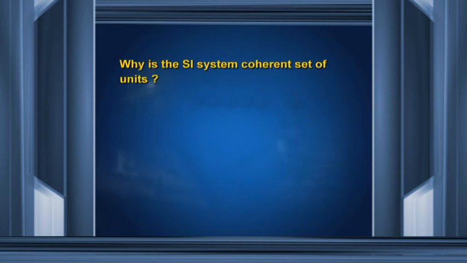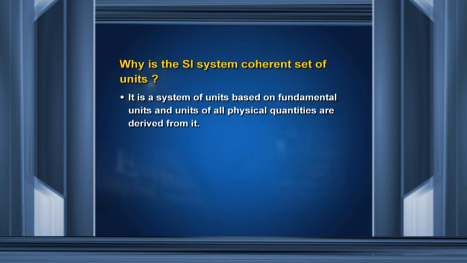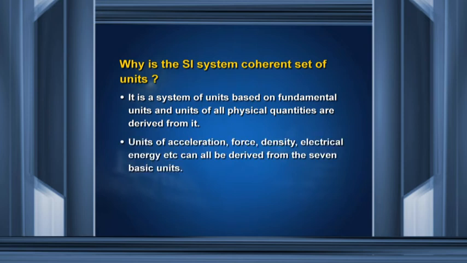Why is the SI system a coherent set of units? It is a system of units based on fundamental units, and units of all physical quantities are derived from it. So, all of it works from the base units to any unit that may be required. So, it is a coherent set of units. Units of acceleration, force, density, electrical energy, etc. can all be derived from the 7 basic units.